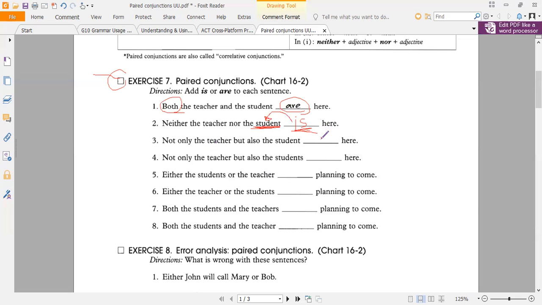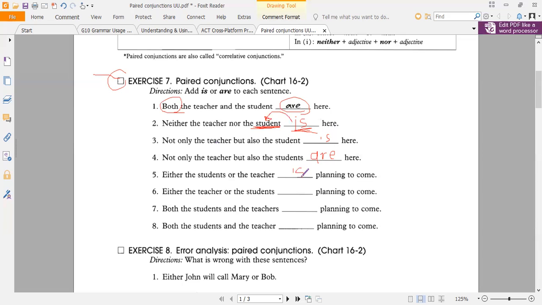Are. Not only the teacher but also the students are. Yes, why? Because the word students is plural. Number 5. Is. Either the students or the teacher is. Yes, this is very good.